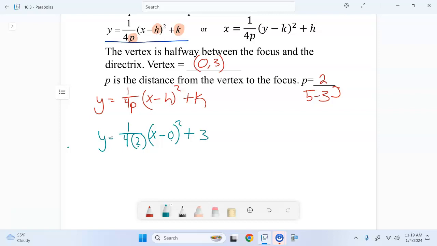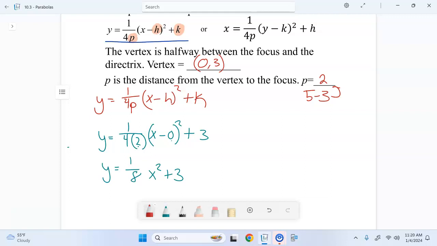1 over 4 times 2 equals what? Okay. X minus 0. Well, minus 0 doesn't change anything, so do I need that minus 0? So it just becomes x squared plus 3. So that's our vertex form.